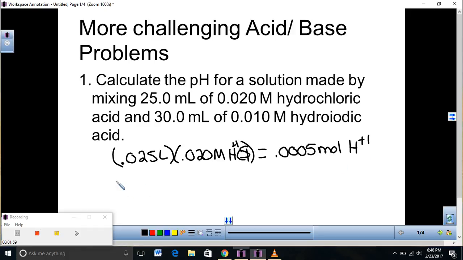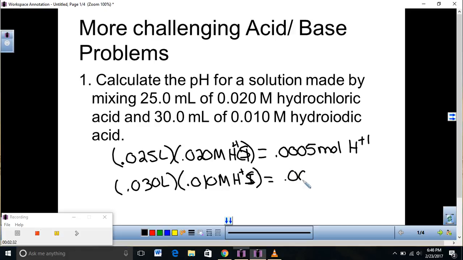I'm going to repeat, and I'm going to do the same thing, change my volumes to liters, multiply it by the molarity. This is hydroiodic, which has hydrogen ions and iodide ions. The iodine, again, is going to be a spectator. So really, again, this is just a spectator. I'm really caring about the hydrogen ions.